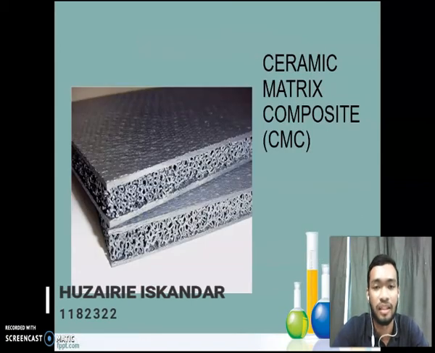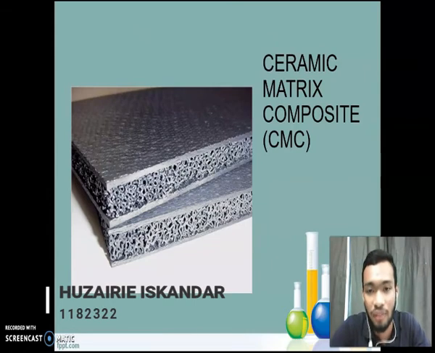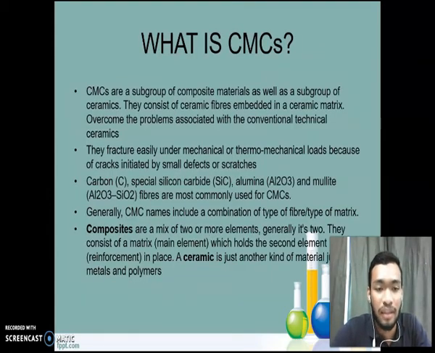So my name is Huzairie Iskandar and I will talk about CMC. CMC stands for Ceramic Matrix Composite. Ceramic matrix composite is a subgroup of composite material as well as a subgroup of ceramic.